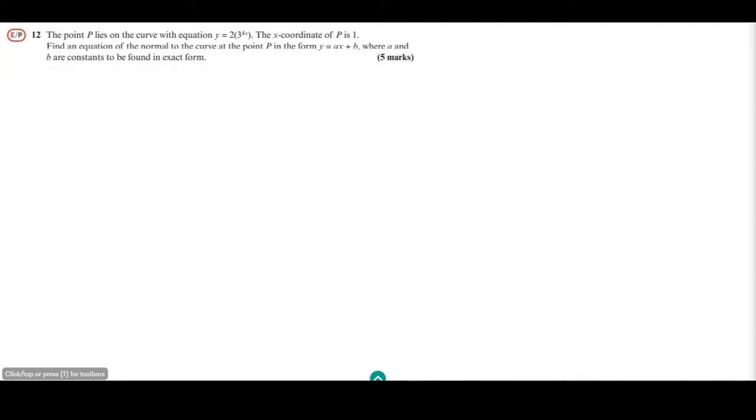Okay, this is the last question in exercise 9b, which is of the form EP. Okay, so this is question 12. The point P lies on the curve with equation y equals 2 times 3 to the power of 4x. The x-coordinate of P is 1. They haven't given us the y-coordinate. Find an equation of the normal to the curve at the point P in the form y equals ax plus b, where a and b are constants to be found in the exact form.